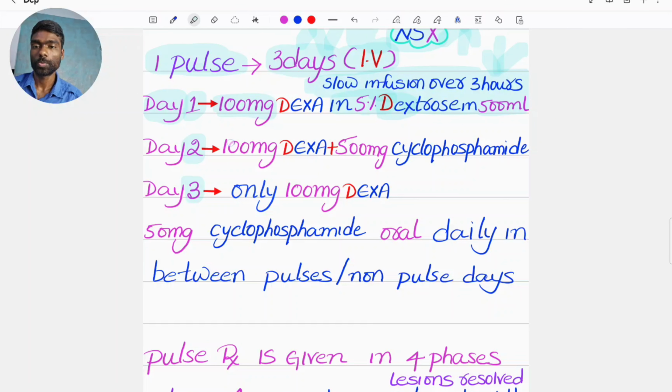Day 2, both Dexa and 500 mg, a high dosage, suprapharmacological dose of cyclophosphamide. In the same solution we will inject and give it over a period of 3 hours. Coming to day 3, only Dexa 100 mg. Remember like this: on the second day, 2 drugs, both Dexa and cyclophosphamide. On day 1 and day 3, only Dexa.